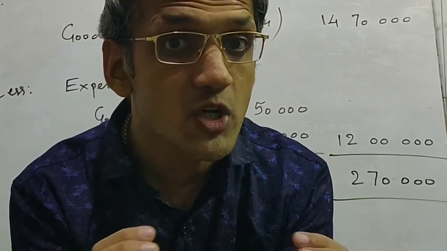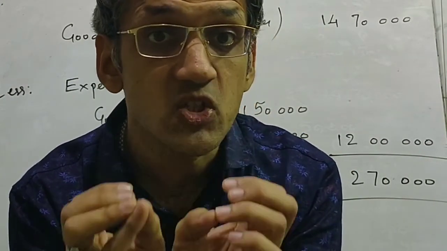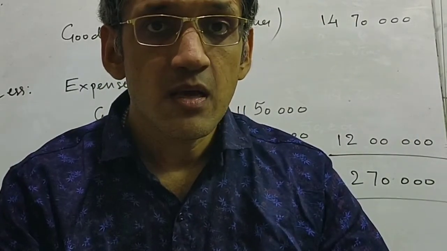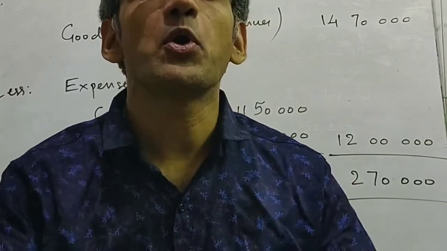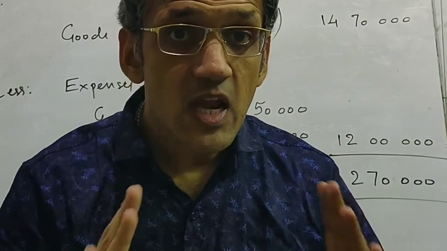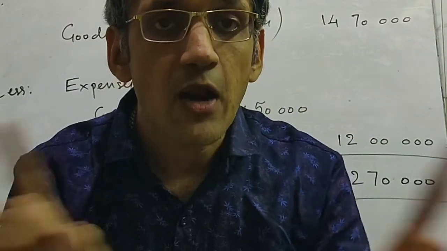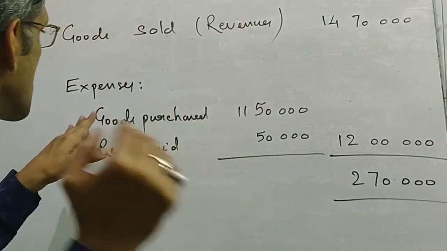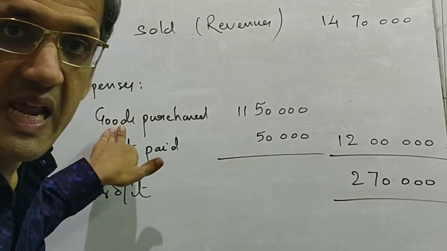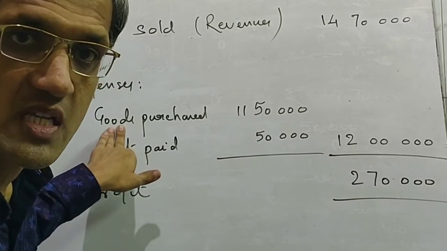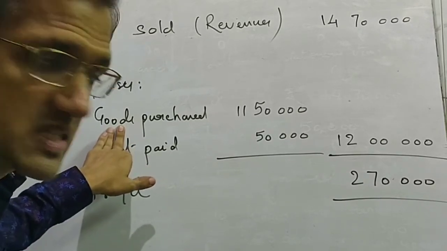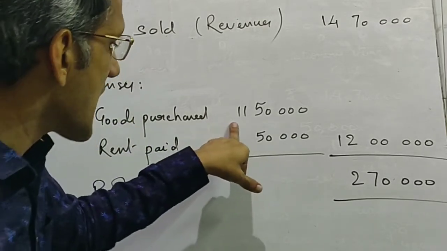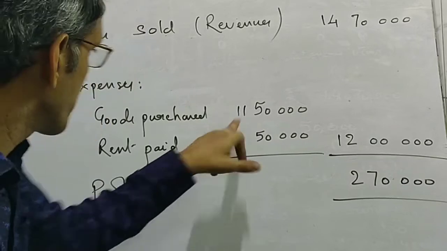Now I am using the term goods. Goods. In business, whatever we sell, we purchase it or we produce it. And the thing in which we are dealing are known as goods. This is a new term. Goods means the thing in which I am dealing. If I am dealing in stationery, it is goods for my business. I have written here goods purchased means stationery purchase. So 11,50,000 was the expense for the goods.